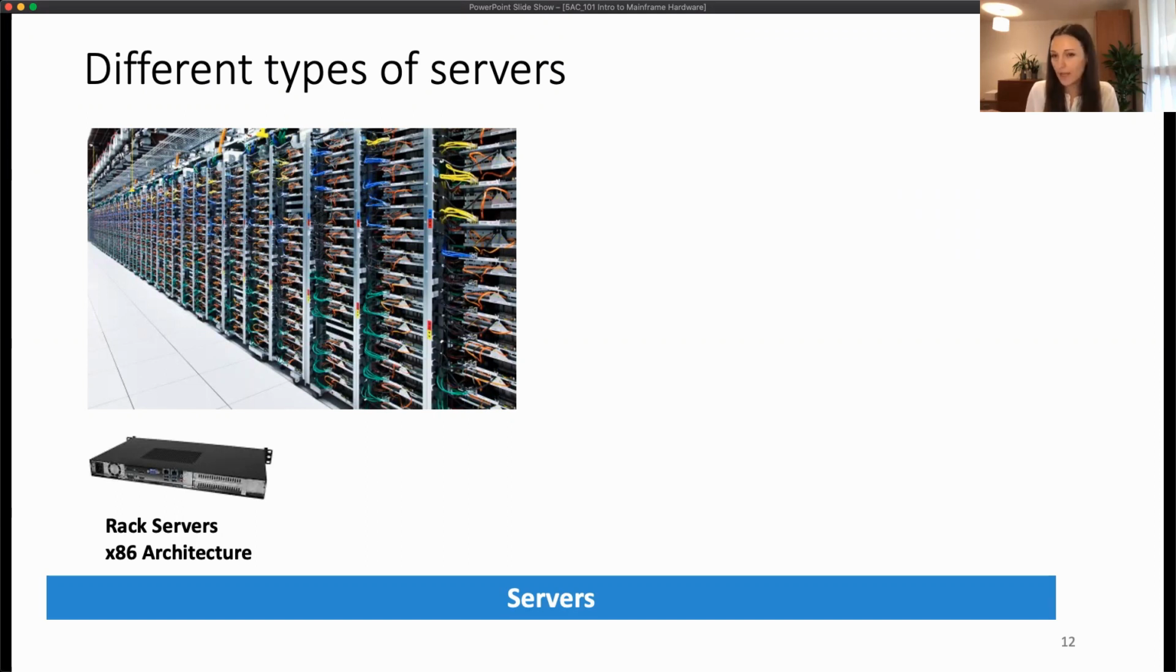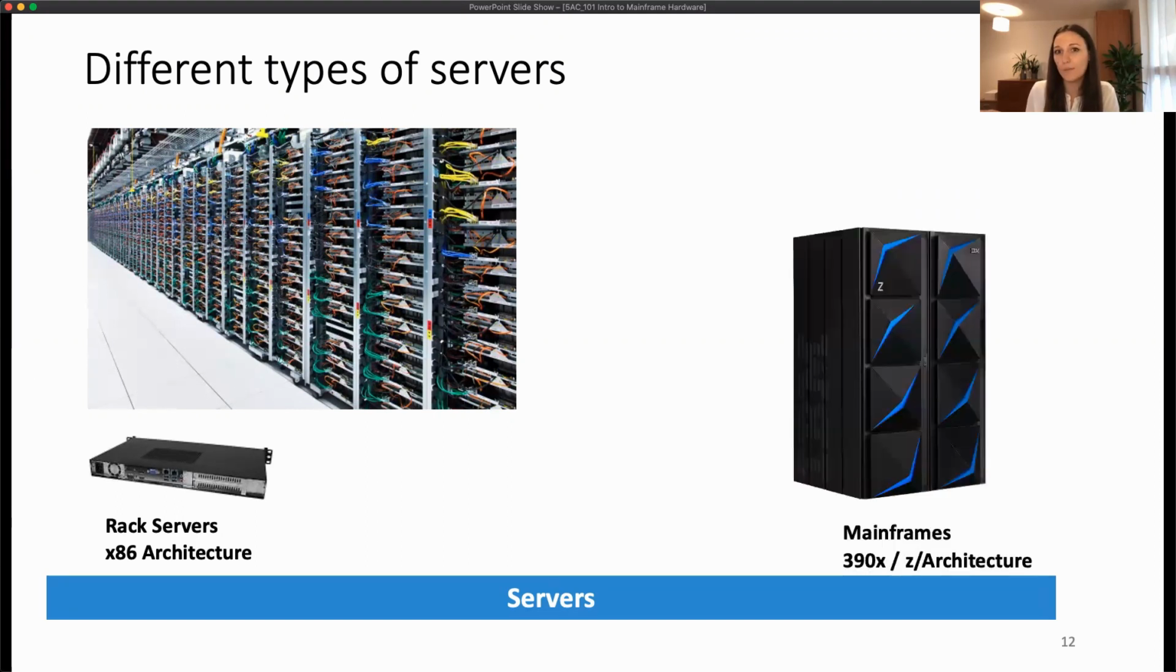So if you would require more compute, you would just buy additional racks and you would put them into those frames. Then we have the mainframe, which is often referred to as an enterprise server. And the mainframe comes in a configured frame, and we will talk a bit later about the configuration and how that works. But often one mainframe is actually able to do the work of several hundreds of those x86 servers.